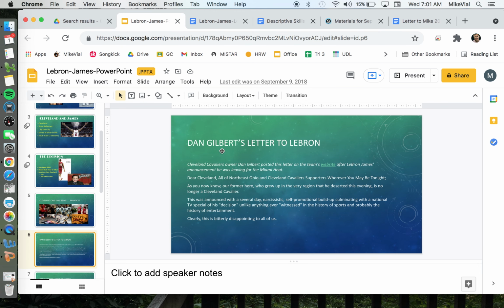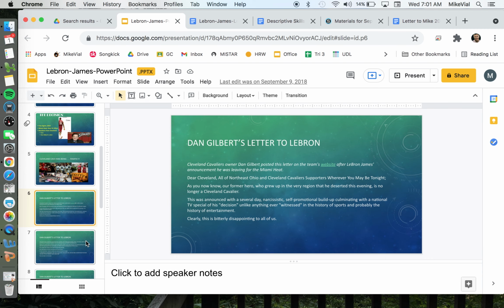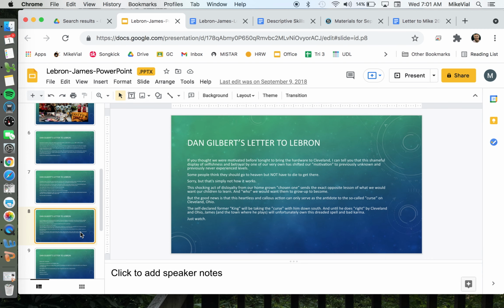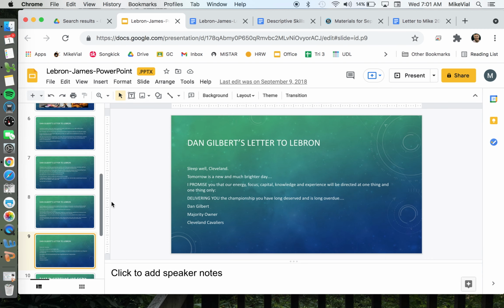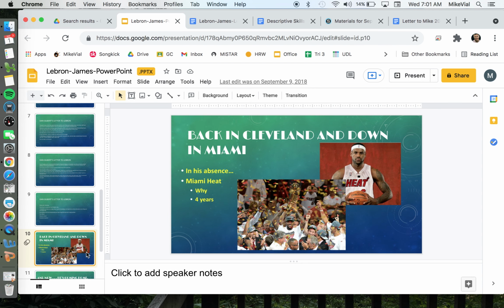Dan Gilbert is the owner of the Cavaliers. He's also the owner of Quicken Loans, the mortgage company out of Michigan, Detroit. He even wrote a letter, and you don't need to read it, but he wrote a letter explaining to Cleveland that he was going to help his team have a championship without LeBron, trying to instill some hope in the future of their basketball career. It's a quite long letter that ended up being meaningless because the Cleveland Cavaliers don't win any championships.